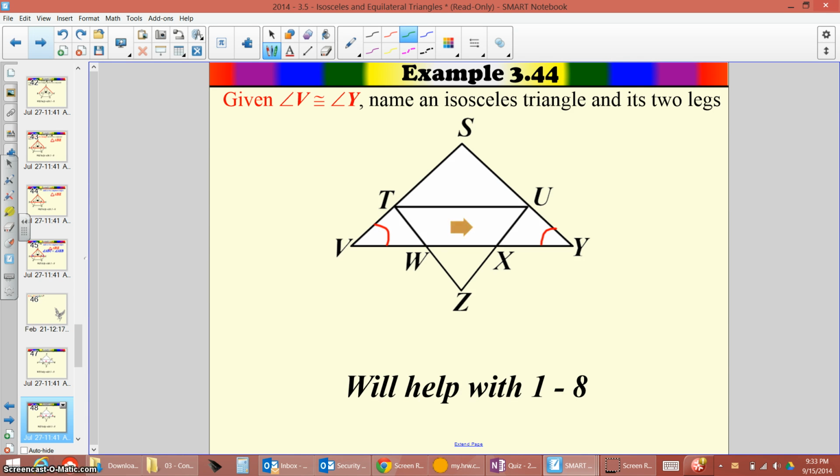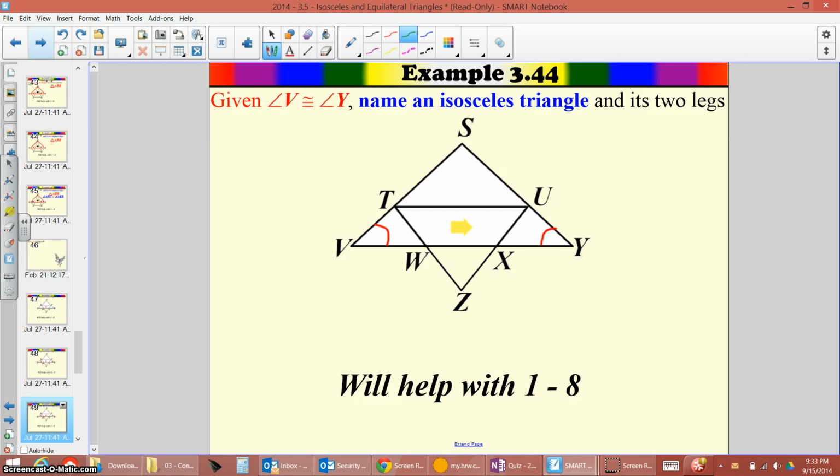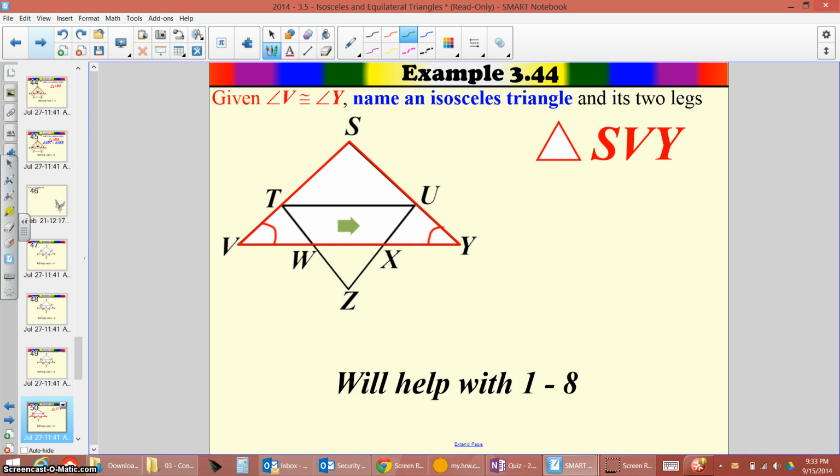Given angle V is congruent to angle Y, name an isosceles triangle and its two legs. Wow. So angle V and angle Y. I label those on my diagram, and that helps me see that the big white triangle is actually isosceles. So if I look right here, this big whole white space has the same congruent base angles. So I'd say SVY is my triangle.